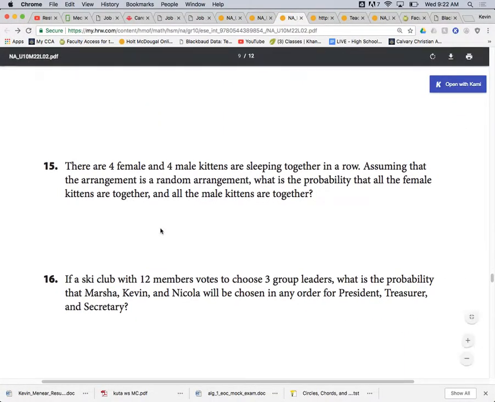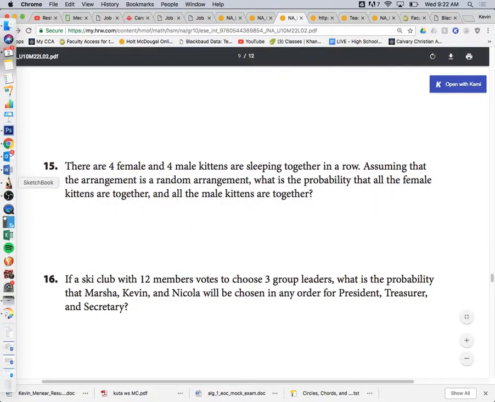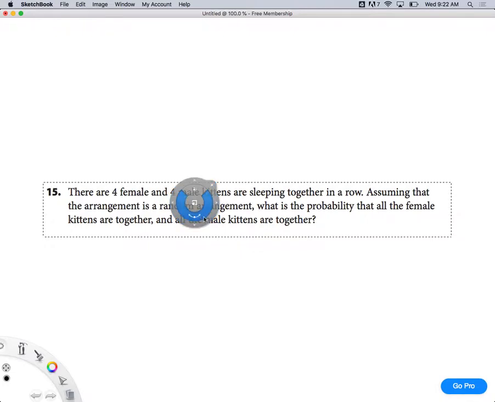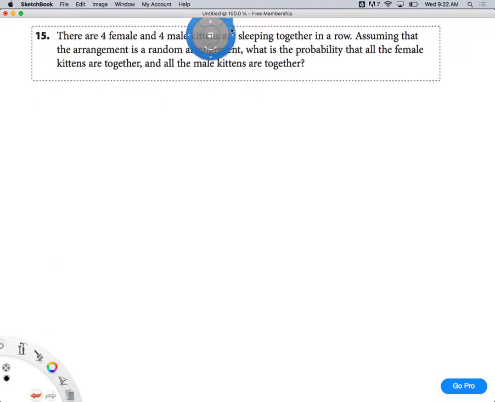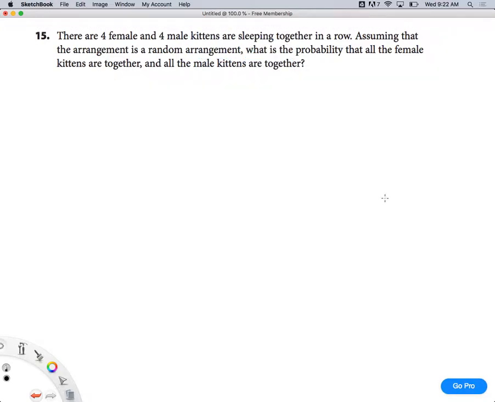Number 15. There are 4 female kittens and 4 male kittens sleeping together in a row. So you imagine a bunch of kittens sleeping in a row. Assuming that the arrangement is random, what's the probability that all the female kittens are together and all the male kittens are together?